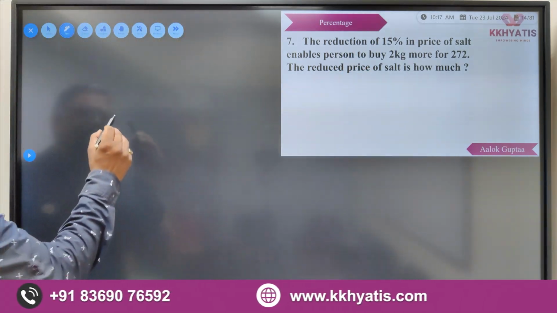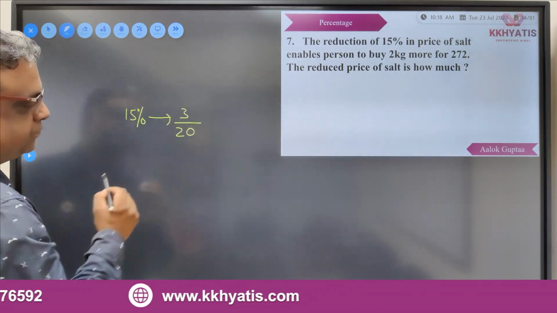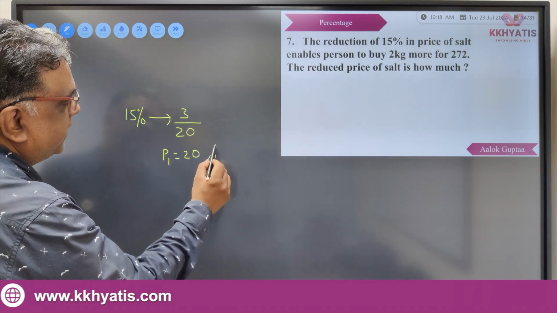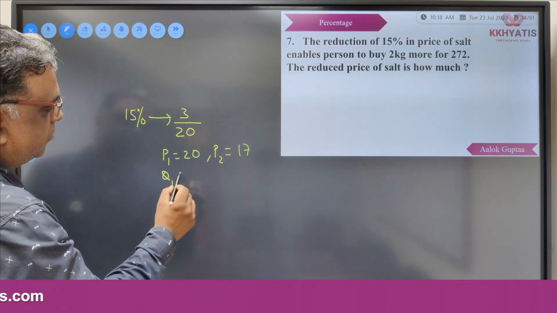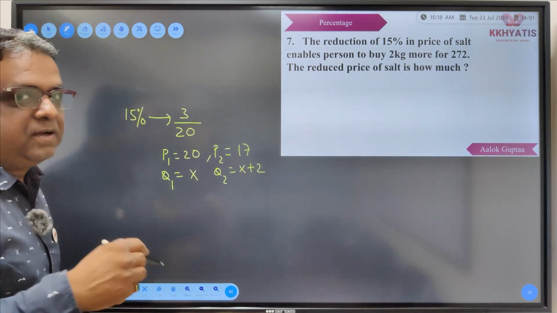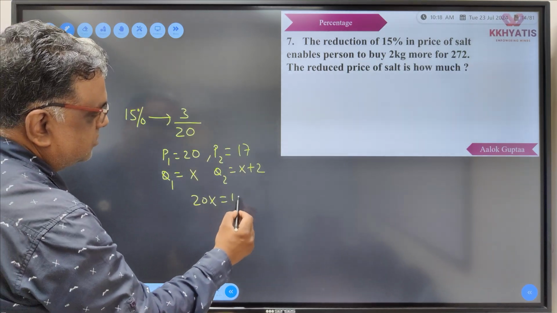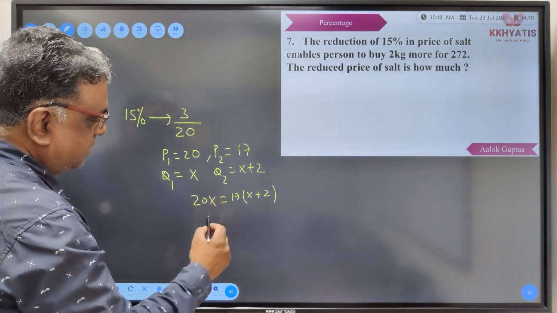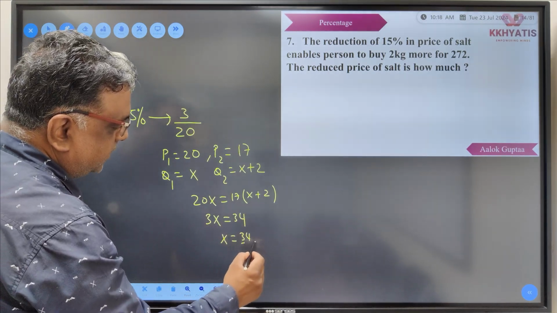So 15% reduction means 3 by 20, which means my price 1 was 20 and new price, it got reduced by 3. So 20 minus 3, 17. Let us say my quantity 1 was X and my quantity 2 would be X plus 2 because he's able to buy 2 kgs more. But expense is same, which means 20X is equal to 17 into X plus 2. Correct? Which means it will become 3X equals 34. So X is 34 by 3.